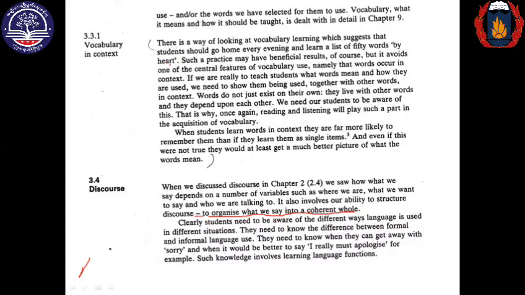Even in this slide, there are many paragraphs. In 3.3.1, there are 2 paragraphs. In 3.4, there are 2 paragraphs. This is discourse level. At discourse level, cohesive devices are important. To connect the first paragraph and the second paragraph, we must use cohesive devices.